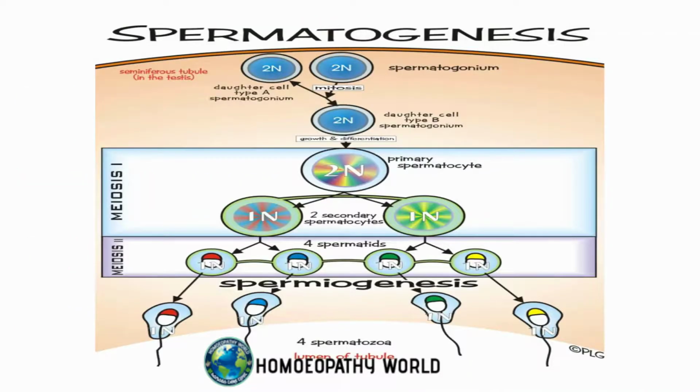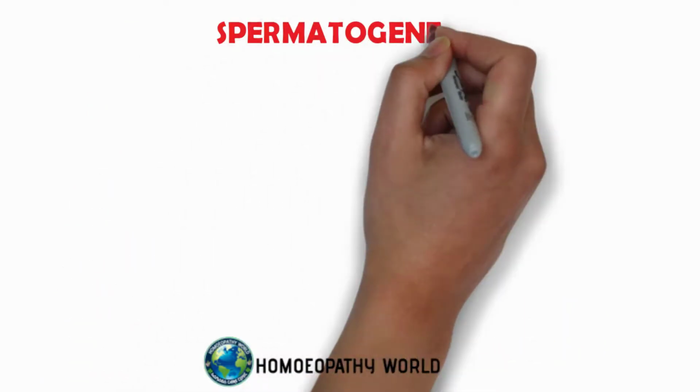Here, as you can see, the primary spermatogonium produces one daughter cell and grows into the primary spermatocyte in meiosis I. It is divided into two haploid cells, and those haploid cells go further and produce 4 sperms which are haploid in number, called spermatozoa.